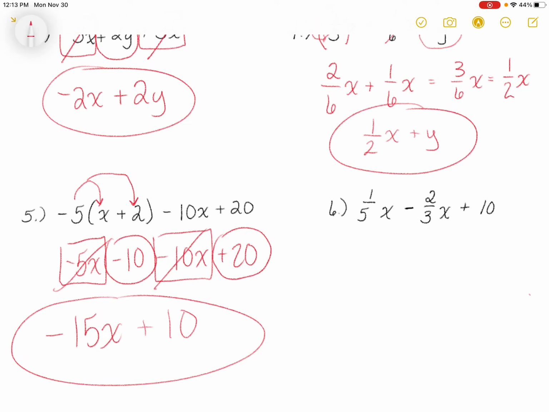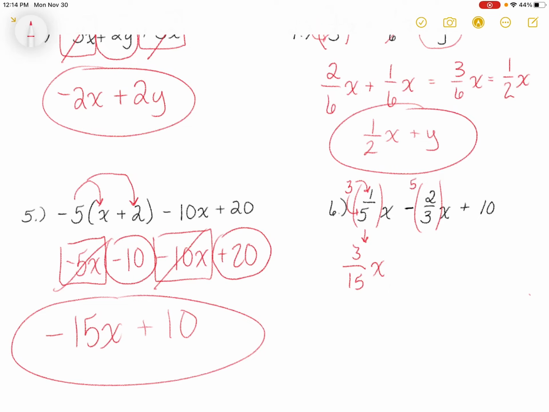Now number 6 is a lot like number 4, where I have to find a common denominator in order to combine my like terms. What's common between 5 and 3? 15 is the correct answer. In order to get 5 to 15, I have to multiply it by 3. 3 times 1 is 3. 3 times 5 is 15. So 3/15 x.